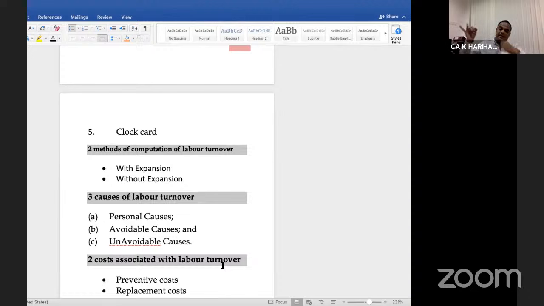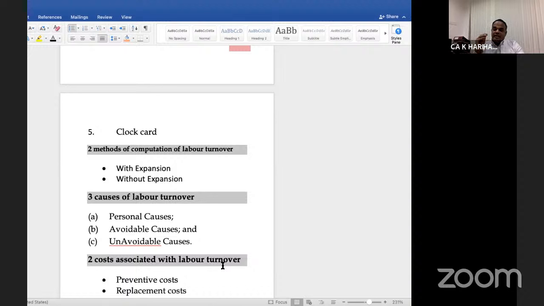Accordingly, the formulas are as follows. Separation method: S by L, where S represents the number of separations and L represents the average labor force. Replacement method: R by L. Mixed method: S plus R by L. Under with expansion, separation method: S by L. Accession method: A by L. Flux method: S plus A by L. Since we have to express in terms of percentage, you have to multiply by 100, but in examination they won't specify.